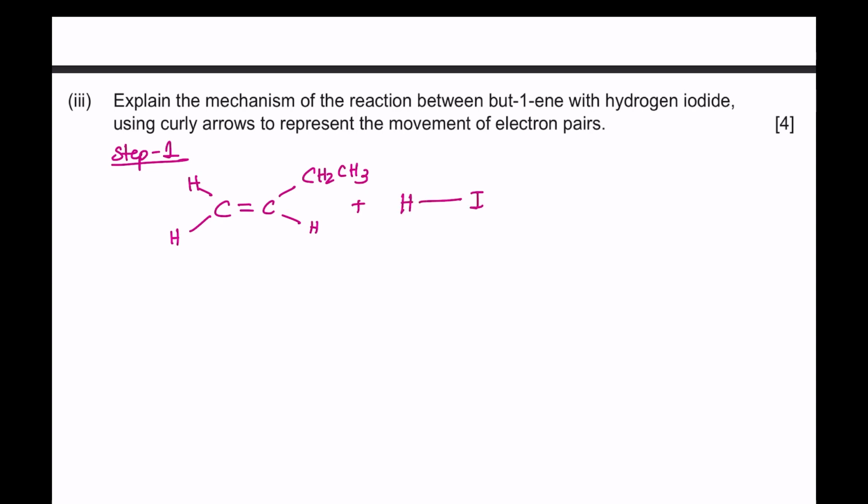H, I have drawn this bond in an elongated manner. So see, between H and I, this is a polar bond, because iodine is more electronegative than hydrogen. So what happens? Iodine will have a partial negative charge, while hydrogen will have a partial positive charge. So this double bond has a huge electron density.